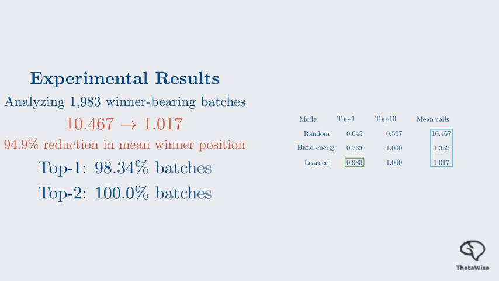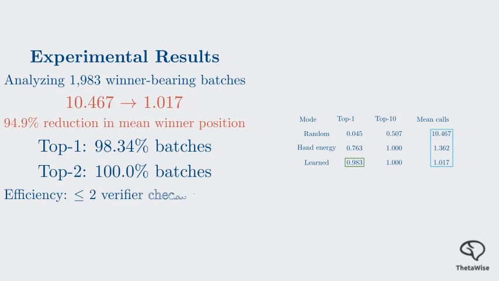Furthermore, the model placed the exact winner in the top 1 position in over 98% of cases. And in 100% of cases, the winner was within the top 2 candidates. This means that in a real-world system, you almost never need more than 2 verifier checks to find the best possible trade.